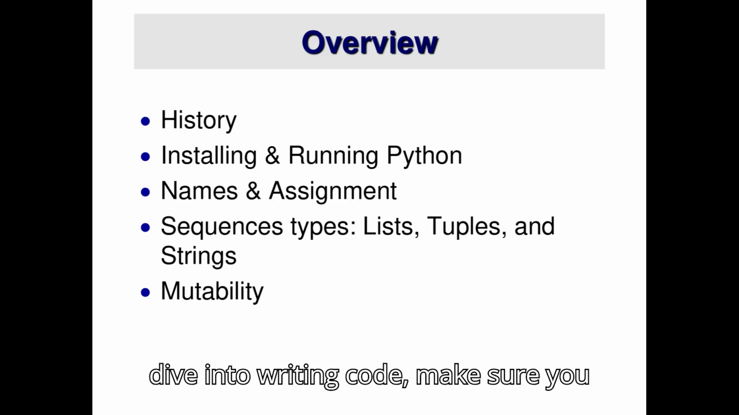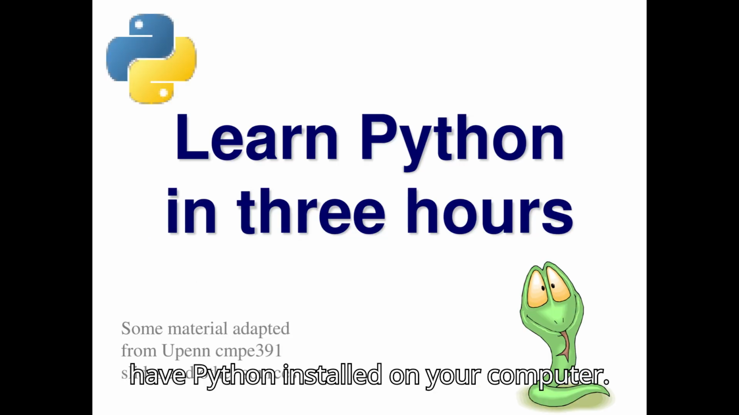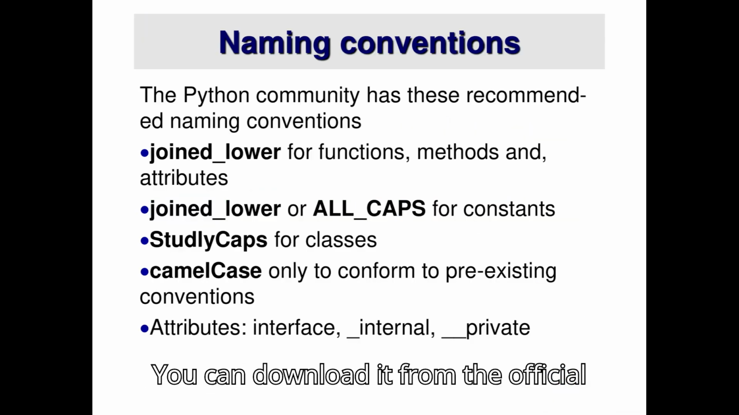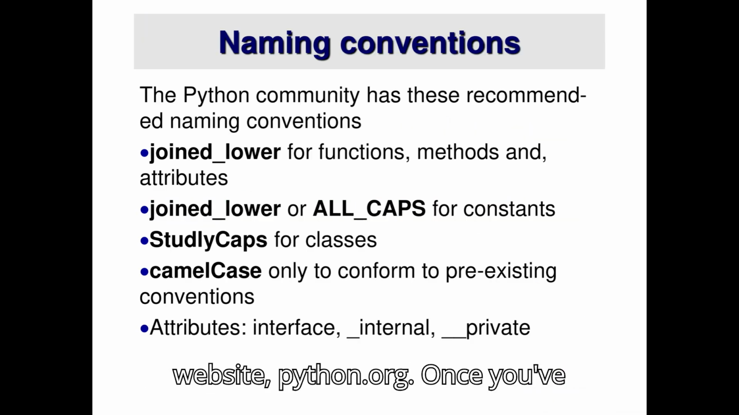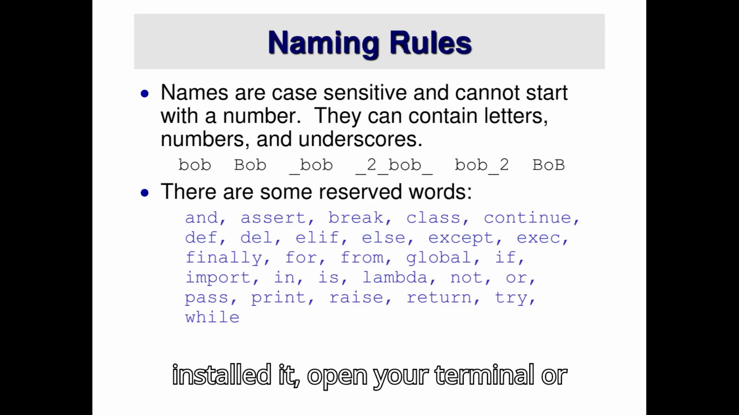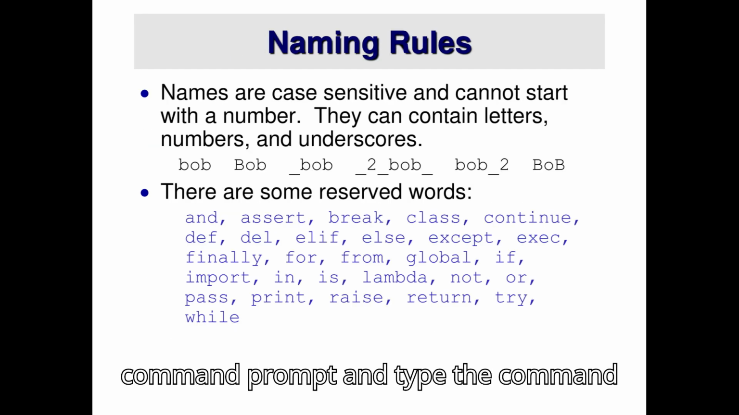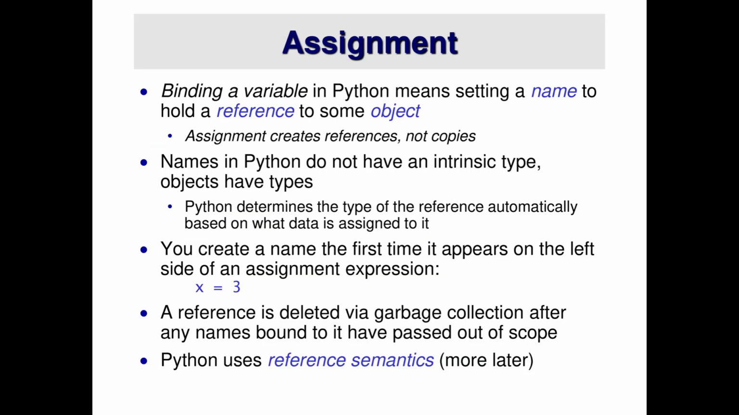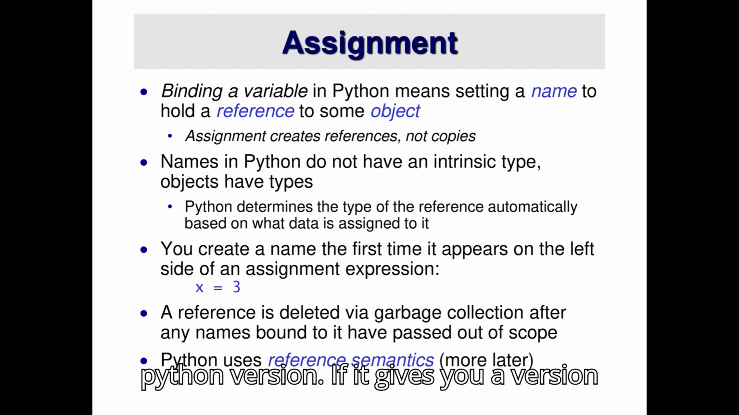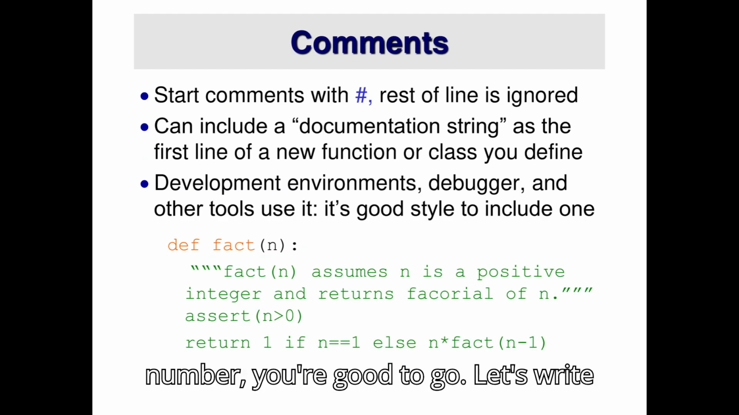Before we dive into writing code, make sure you have Python installed on your computer. You can download it from the official website, python.org. Once you've installed it, open your terminal or command prompt and type the command python --version. If it gives you a version number, you're good to go.